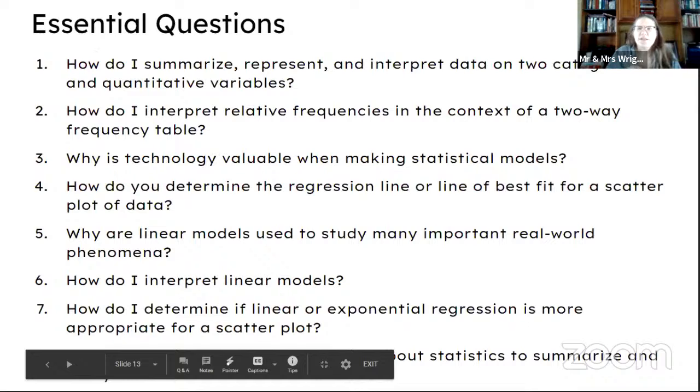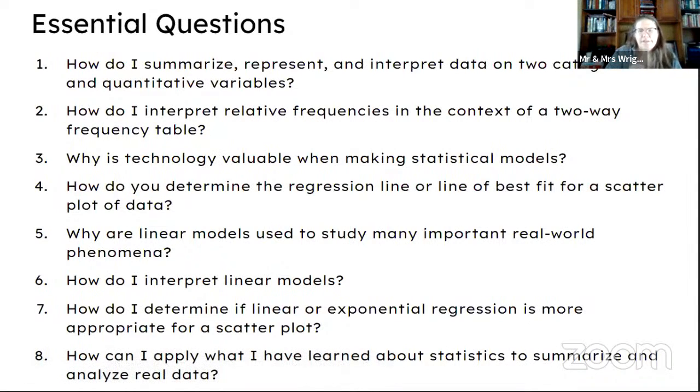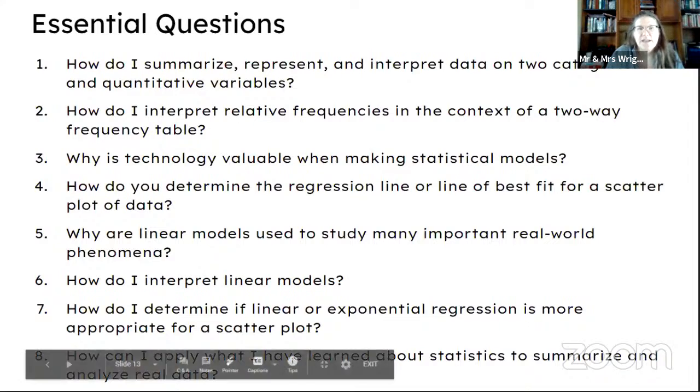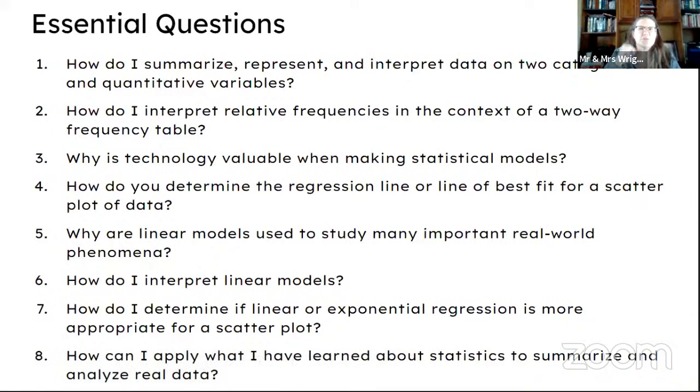All right, so in this half of the unit of statistics, what we're going to focus on are these 8 questions. By the end of the unit, you should be able to answer these. How do I summarize, represent, and interpret data into categorical and quantitative variables? Remember what quantitative means? It means something that you're able to count or number. How do I interpret relative frequencies in the context of a two-way frequency table? Like, how do I understand what the table is showing me?